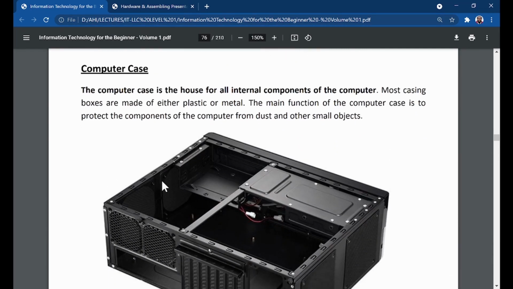The first component here is the case itself. It says that the computer case is a house for all internal components of the computer. Most casing boxes are made up of either plastic or metal. The main function of the computer case is to protect the components of the computer from dust and other small objects. So when we are talking about these components, your job is to know the names, know how they look like, and their function within the computer system.